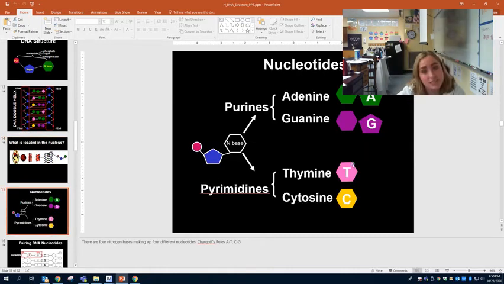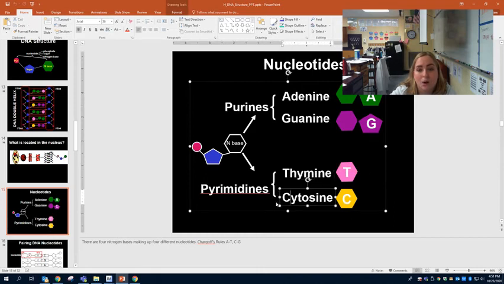So back to our base pairs, we have two different types, purines and pyrimidines. So adenine and guanine are our purines, and thymine and cytosine are our pyrimidines. One way you can remember this is that thymine and cytosine have a Y in them, and so does pyrimidines.